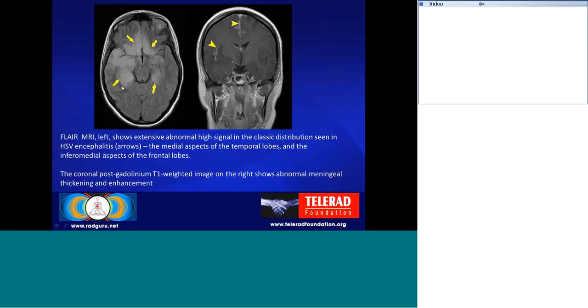and the disease is more prominent in the right temporal lobe. And we always do a contrast examination to see whether there is associated meningitis. So in this patient, who has encephalitis, in this coronal post-contrast T1 fat sat image you can see there is meningeal thickening and enhancement. So this patient has encephalitis plus meningitis. So he is suffering from herpes simplex meningoencephalitis.